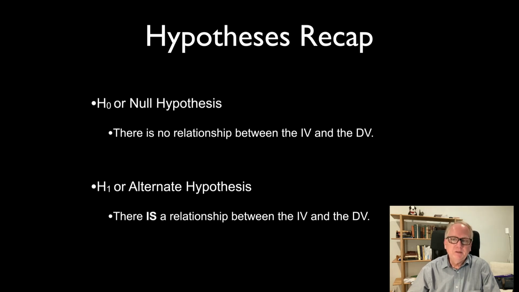You could also, though, make null hypotheses and alternative hypotheses about relationships between dependent variables. So you could say that there is no relationship between dependent variable 1 and dependent variable 2. And then if you reject that, you could say that there is a relationship between dependent variable 1 and dependent variable 2. So let me show you what I'm talking about here.